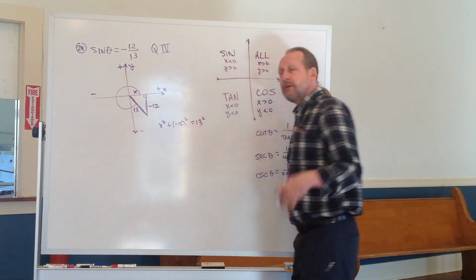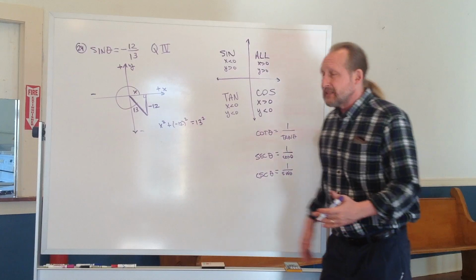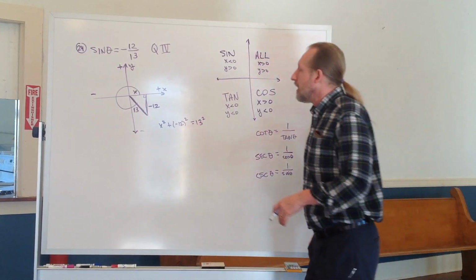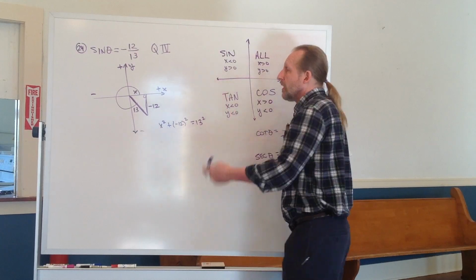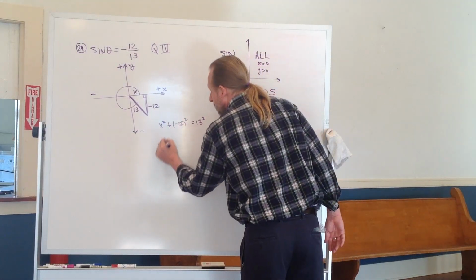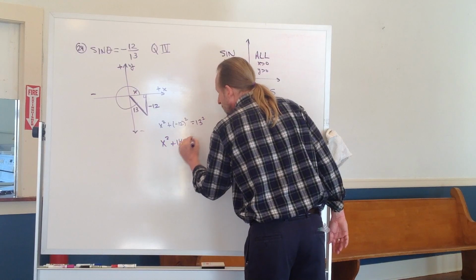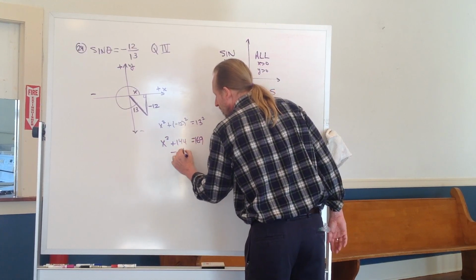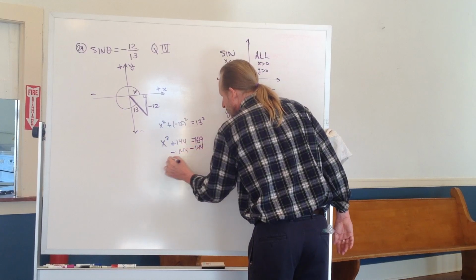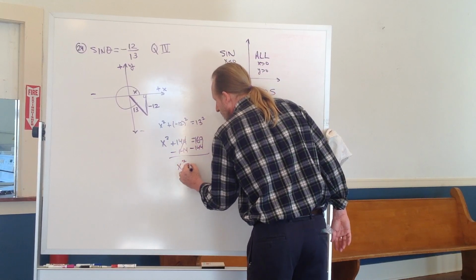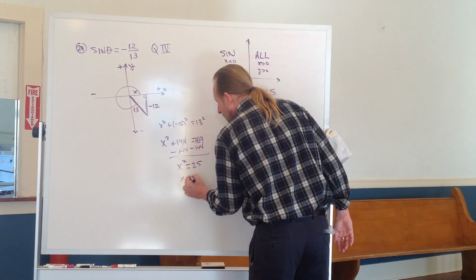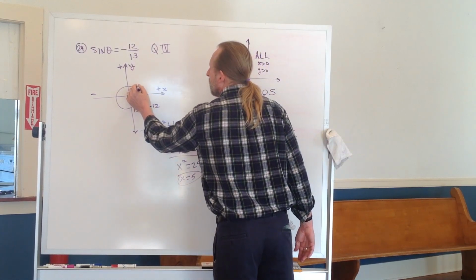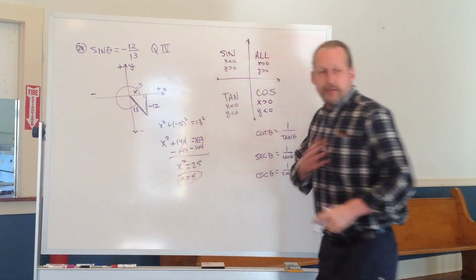Now, if you're familiar with this already, this is what's called a Pythagorean triple, where these are all going to be whole numbers. The x is going to turn out to be 5. So x squared plus 144 is 169. Subtract the 144 on both sides. x squared is 25, and so x turns out to be 5. All right, so x is 5 here.